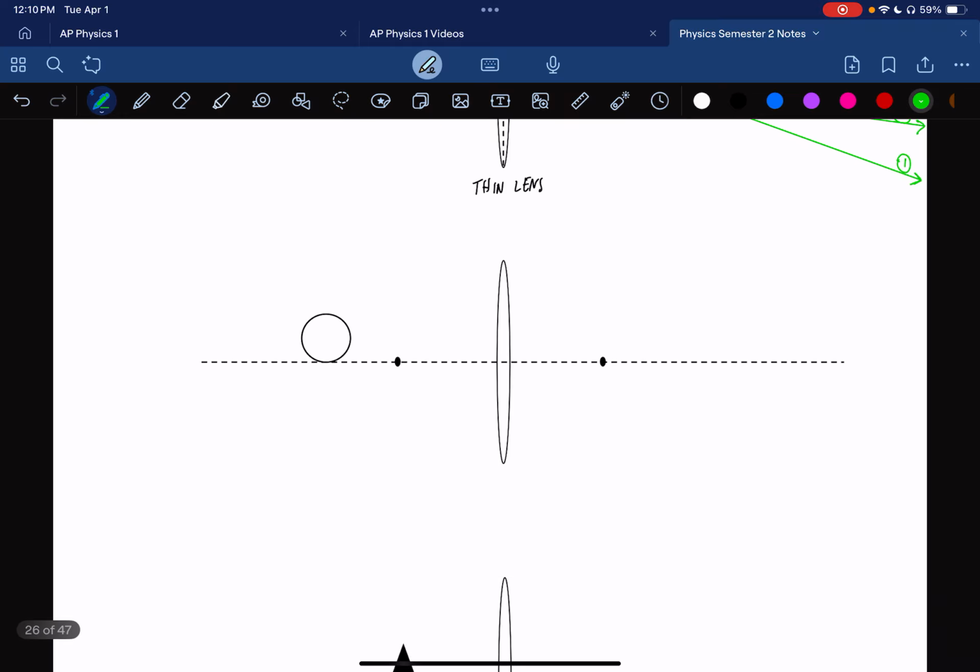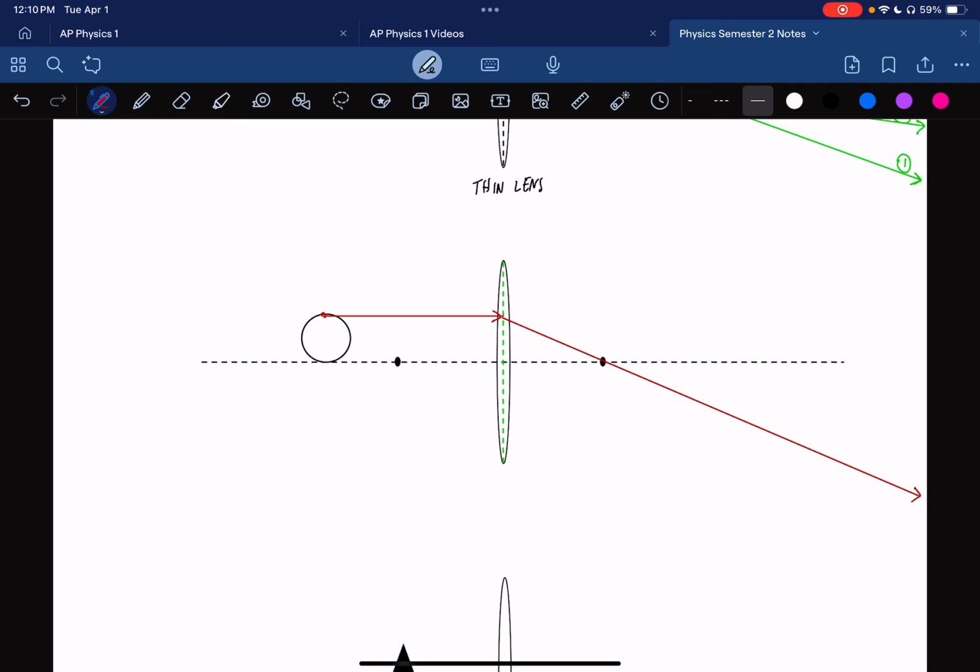Well, let's try another one. Still have time. Okay, I'm using green. That's okay. Let's draw red rays of light this time. I'm going to start from the top of the object. So right there, we'll draw our first ray parallel with the optical axis. It will bend through the lens, and we know where it bends. It bends through the far focus, the far focal point.